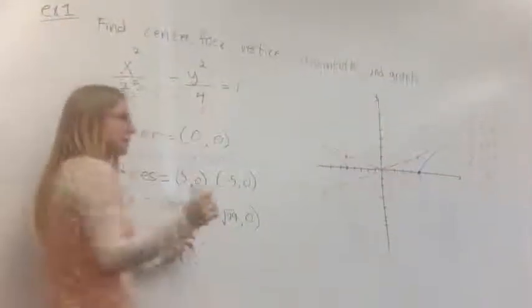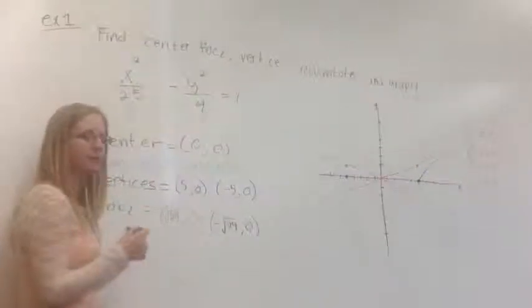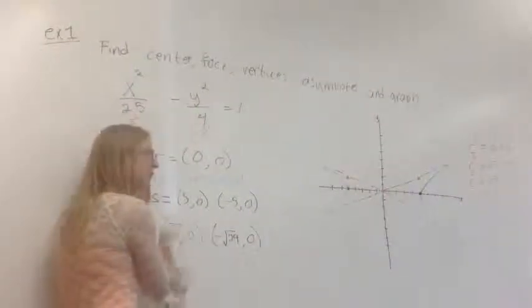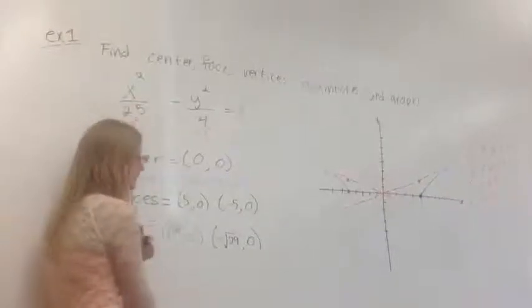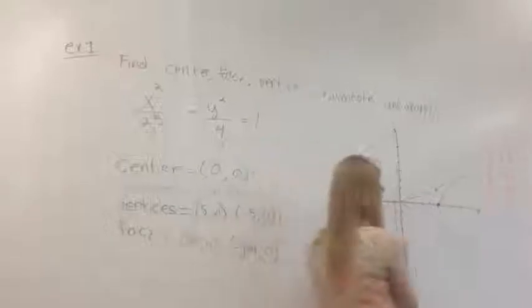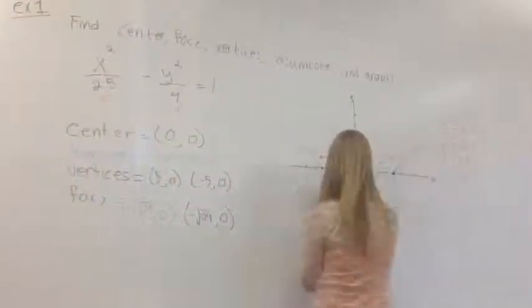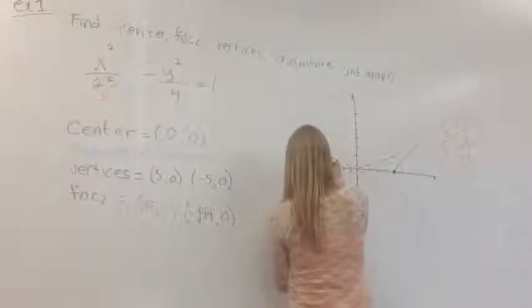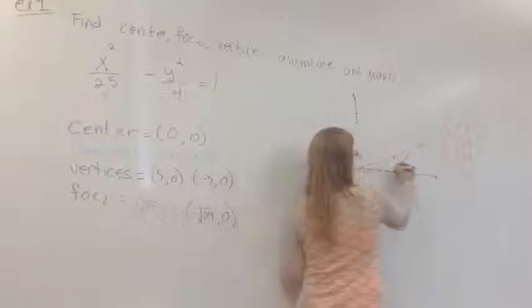Now you could plug that into your calculator. Somebody do me a favor and plug in the square root of 29. I'd like a decimal. 5.38? Okay, so that means this is 5.38, comma 0. There's a focus. And then negative 5.38, comma 0. There's another focus. Can you guys see how I labeled those as the foci? Does that make sense? Cool. Okay. What else am I missing from this problem?